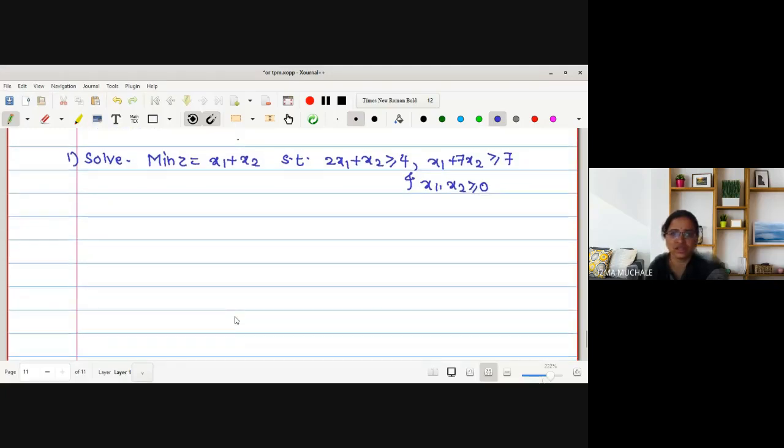Is this given LPP in the standard form? No, it is not. The objective function should be of maximization type. Therefore, the first job is converting this minimization objective function to maximization. Here we will write: convert the objective function to maximization.